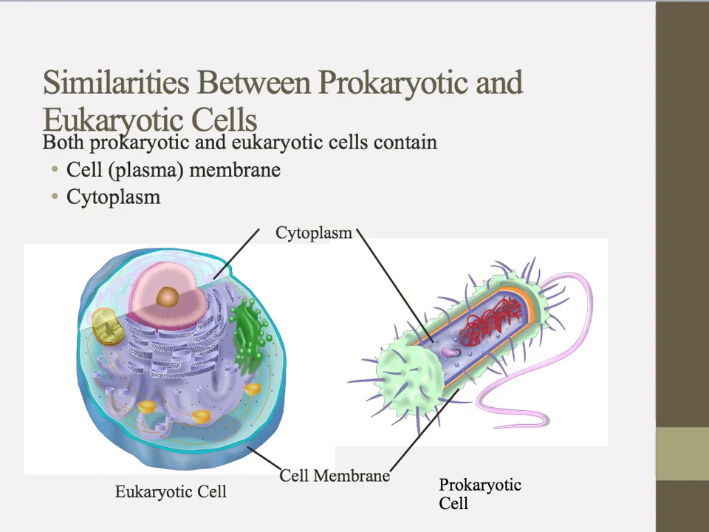Alright, both prokaryotic and eukaryotic cells contain a cell membrane, also called the plasma membrane. The cell membrane allows passage of materials in and out of the cell. Prokaryotes and eukaryotes also contain cytoplasm, which is the fluid inside the cell membrane.